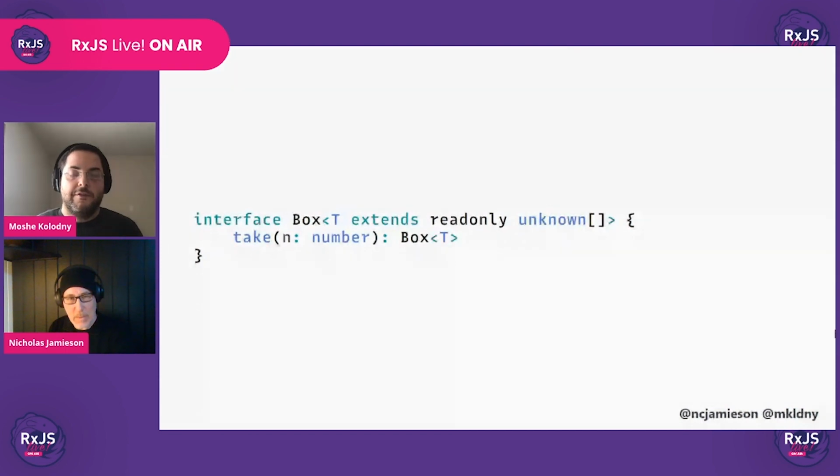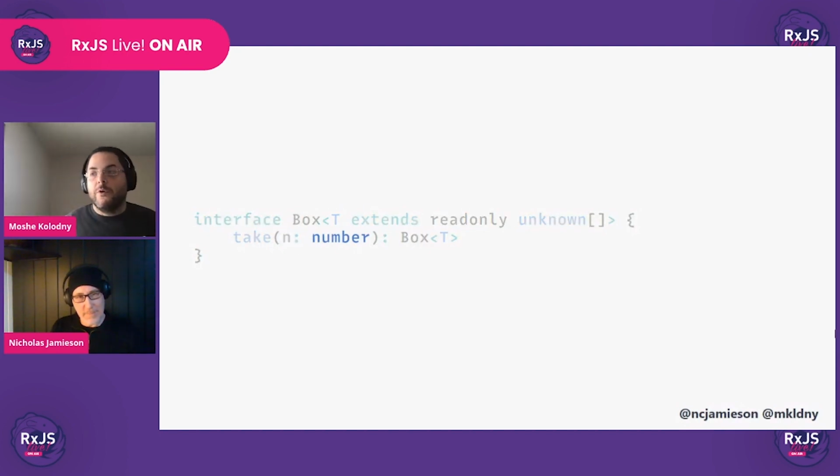So this is very close to an array, and what we're going to do is expose a single method on it, and that method is going to be take. This is going to be similar to the take operator in RxJS. You could take n number of elements from the box. So if you have a box of 100 numbers and you take 3 numbers from it, you're going to get 3 numbers. So think like that, and the return type is going to be a Box of T as well.